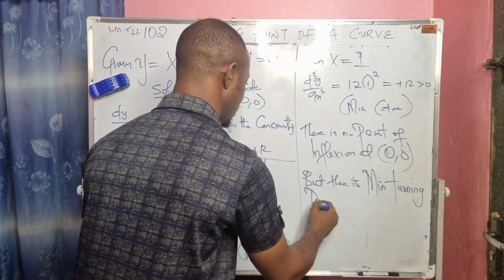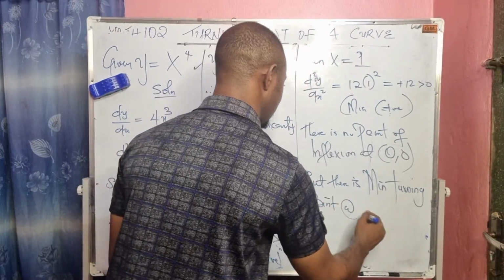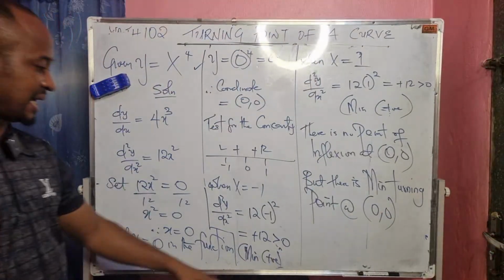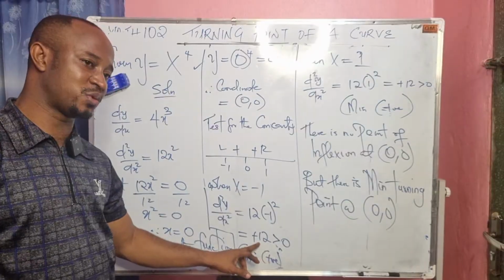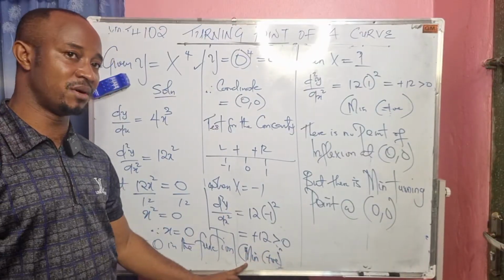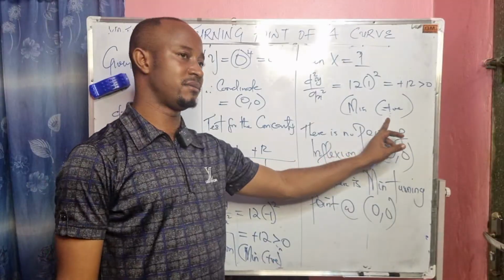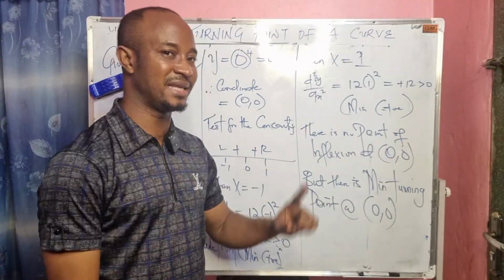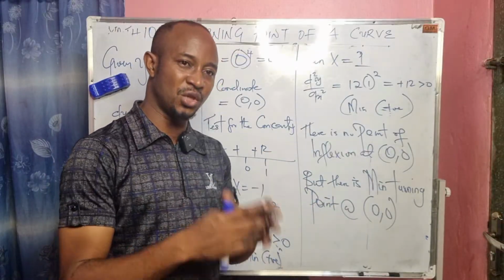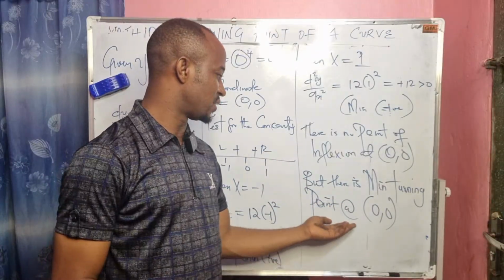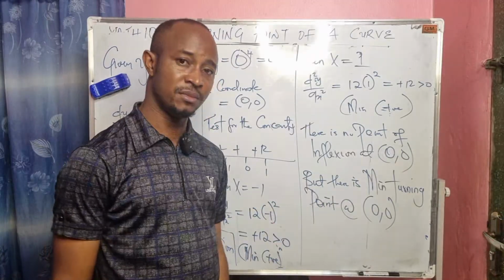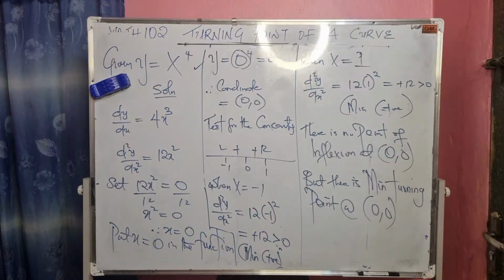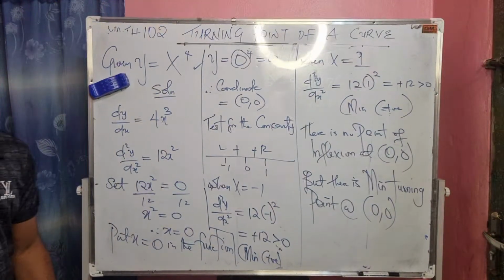Turning point at (0, 0). What we said, we have a minimum. The sign here is positive, 12 and plus 12 are greater than 0. We have a minimum here, and here also a minimum. So there is no point of inflection because the sign did not change, but there must be a turning point. The turning point there is a minimum turning point because the sign remains the same. All right, so that is just how to solve for this.